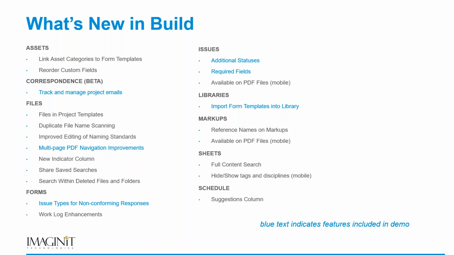Probably the largest and most anticipated release was this email correspondence, which is in public beta right now. So I definitely want to show everyone what that's all about. This is a utility or a module in Build that allows us to track, not only create emails, but also forward existing emails directly into our projects for tracking. So a really cool tool there.